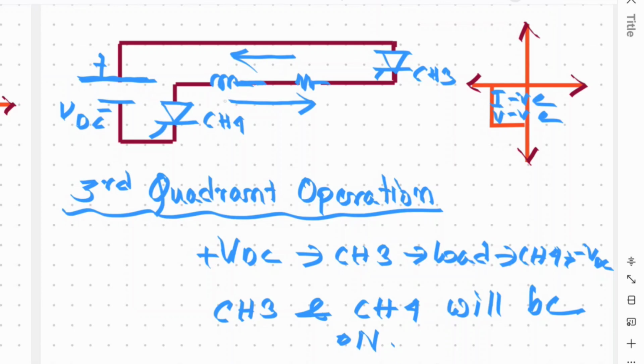In this condition also it will charge the inductor. When it charges, it will be positive and negative. Now again the inductor will discharge and it reverses its polarity. Here it will be positive and negative.